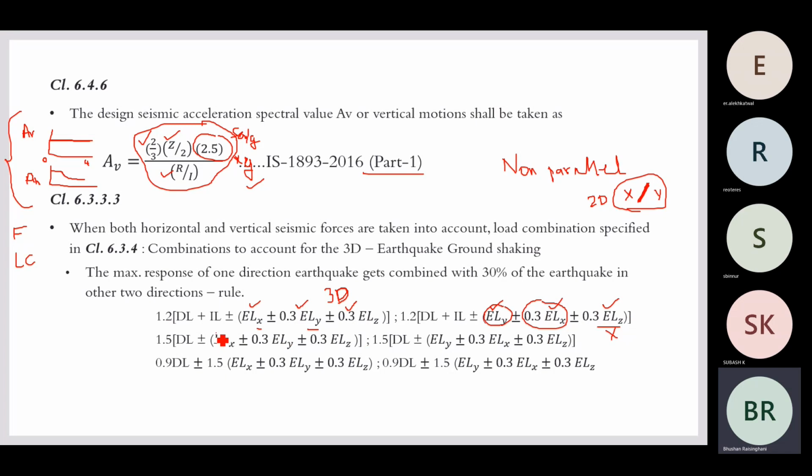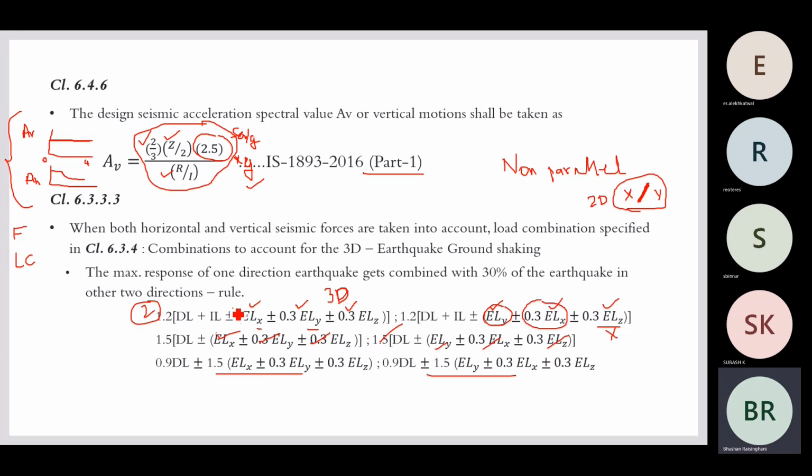And this is 1.5 times earthquake X, 30% Y, 30% Z, and 1.5 times Y, 30% X, 30% Z. And similarly, this is how it is getting repeated every time. So plus or minus. So you can count. This is one load case. Okay. So in this one load case, there is plus and minus here. So it is like two load cases generated for this. And again, it is plus and minus, plus and minus. So if it is plus, then it is plus and plus. Again, if it is minus, it will be minus, minus.